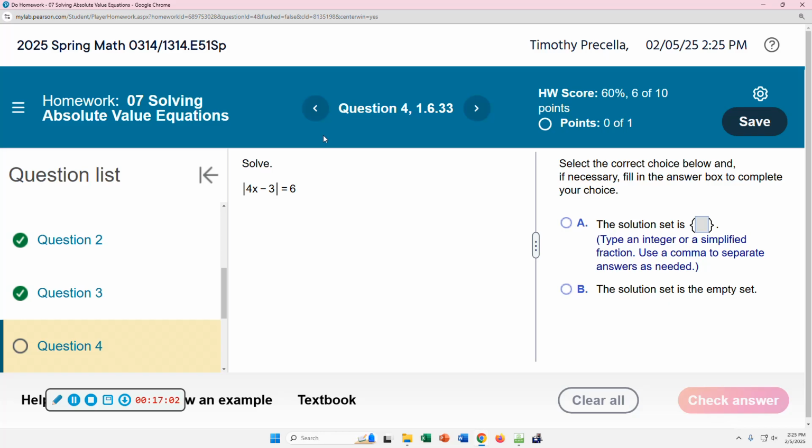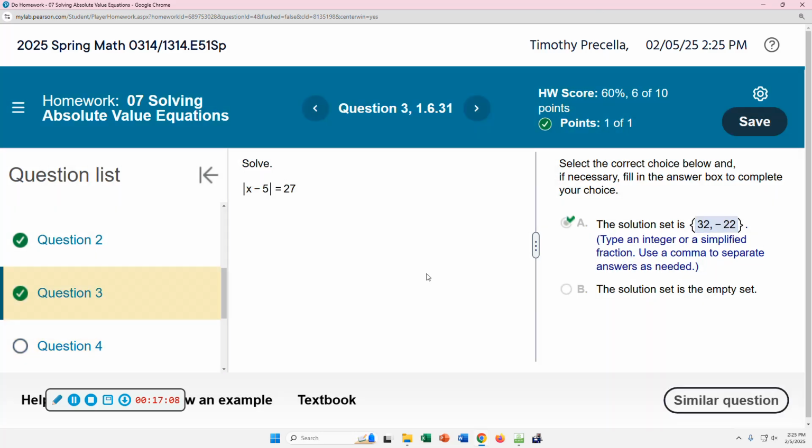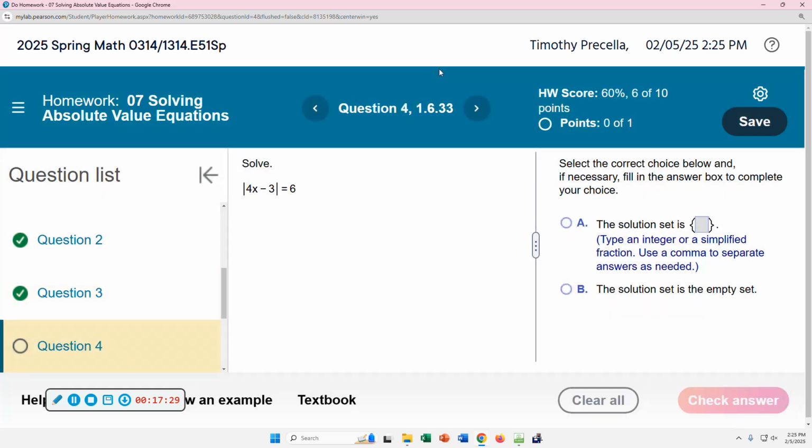Sorry, on that last problem, 32 and negative 22 for the solution set. So if the problem was the absolute value of x minus 5 equals negative 27, that would be no solution. That's correct. Any other questions?